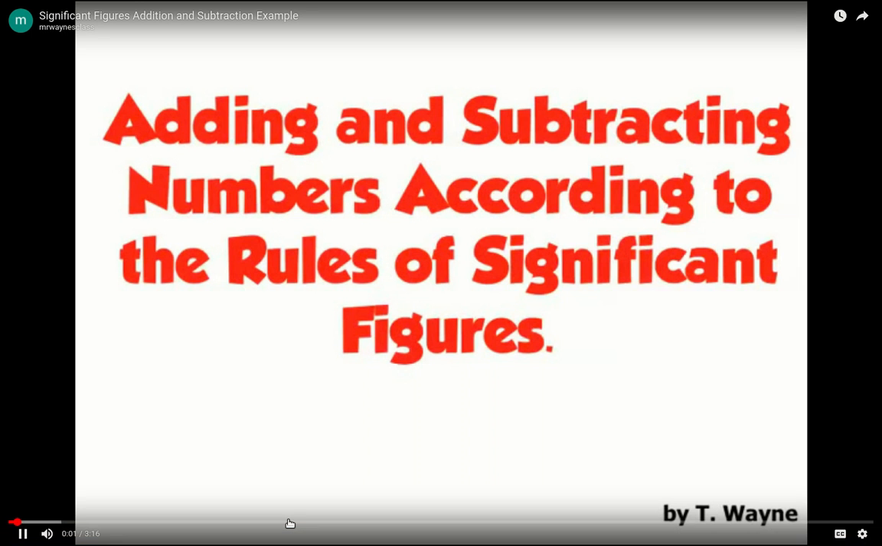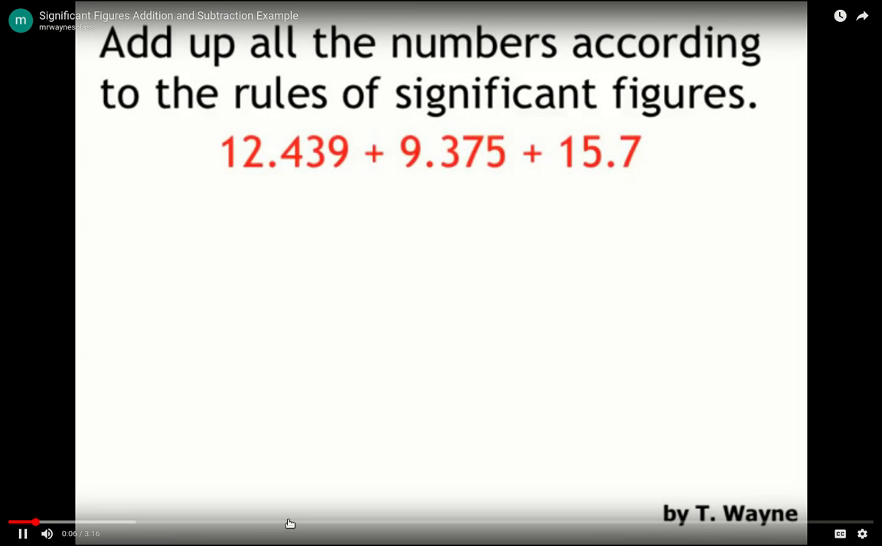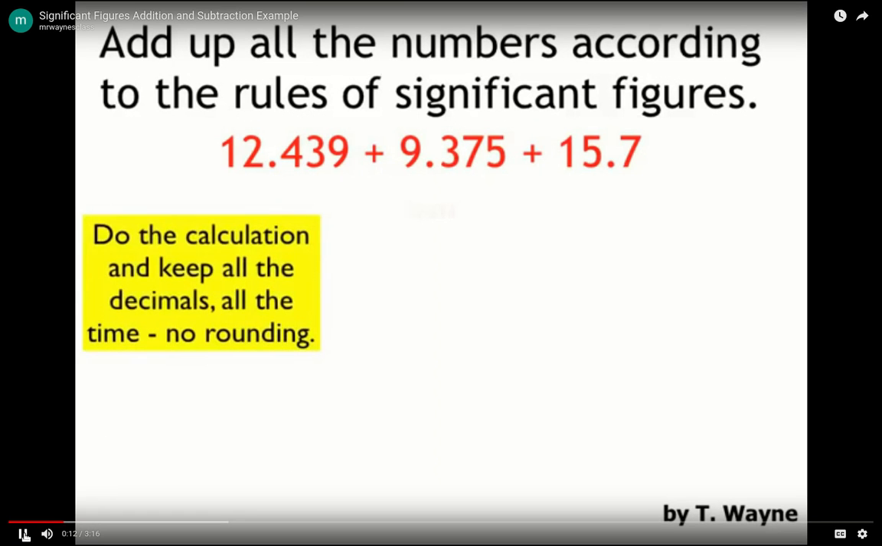This video is going to show you how to add and subtract numbers according to the rules of significant figures. To begin with, I have a little problem that I've created. It's a sample calculation. First thing you want to do is do the math. Okay, we are going to have to assume that all these numbers have units. That's the only thing wrong with this video. So this would have to be grams and grams and grams, or meters and meters and meters. They all have to have the same unit. So assume all these numbers have units.